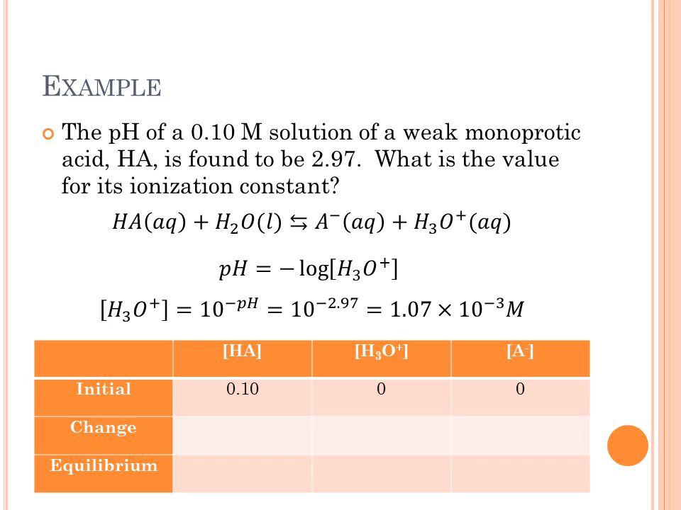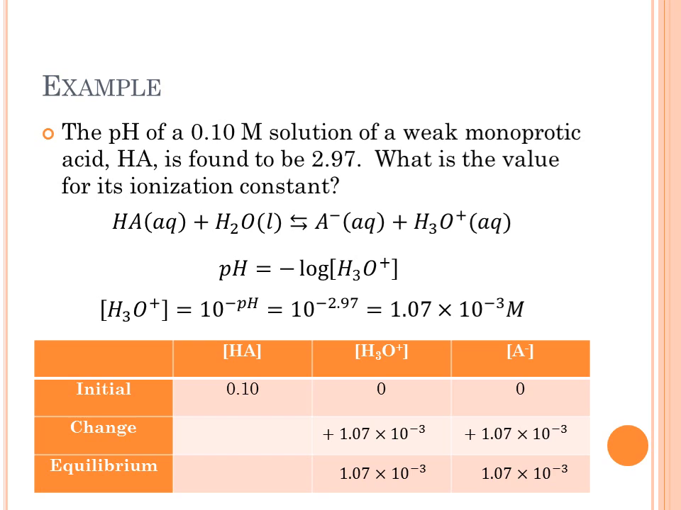So if we use that information, we set up a table with initial, change, and equilibrium concentrations. We call that an ICE table. And we've got the concentration of HA, H3O plus, and A minus across the top. So initially we're starting with a 0.1 molar solution and none of the product ions. But since we know the pH of the solution and just figured out what the hydronium ion concentration was at equilibrium, we can fill in that spot, the 1.07 times 10 to the negative third molar. Since it's a 1-to-1 ionization, that's also the concentration of the anion. And therefore we know that that is the change going from 0 to those concentrations.